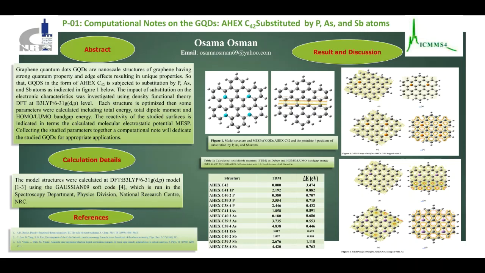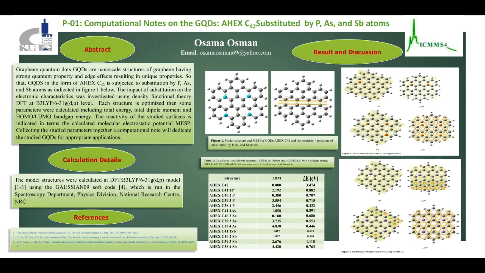Density functional theory calculations were used to investigate the influence of filling with 4 phosphorus, arsenic, and antimony atoms on armchair hexagonal C42. At the B3LYP/6-31G(d,p) level, the effect of substitution on electronic characteristics was investigated using density functional theory. Some descriptors were calculated for model molecules to study the effect of substitution.